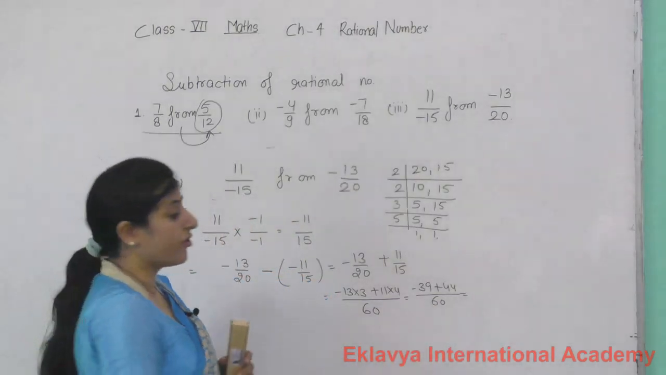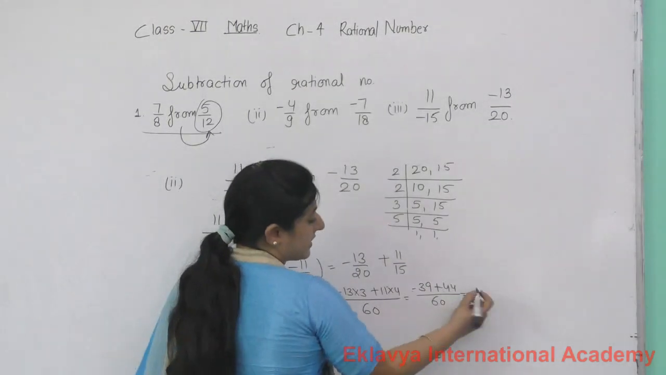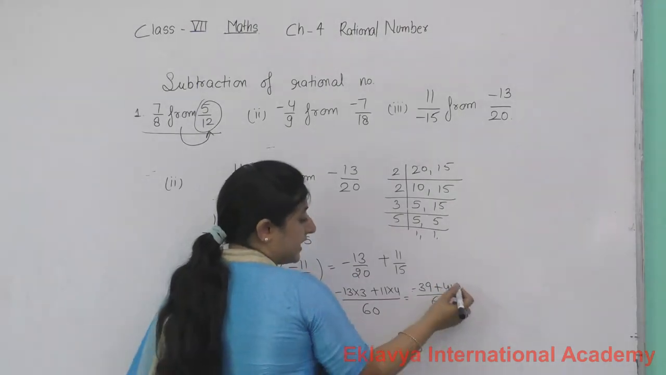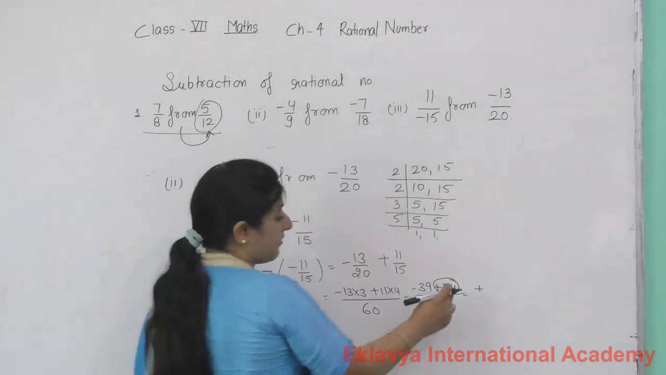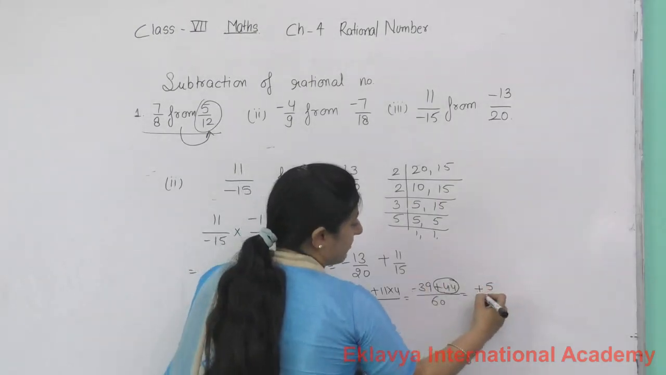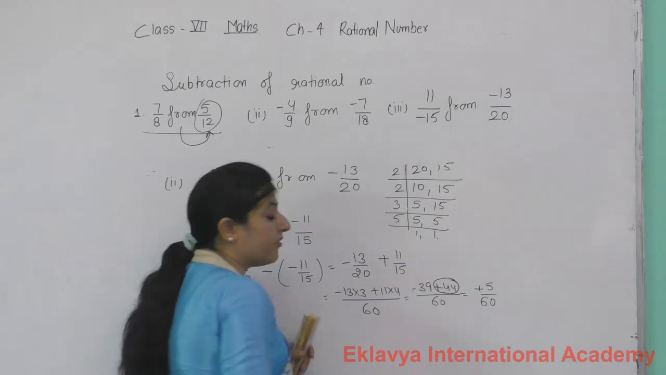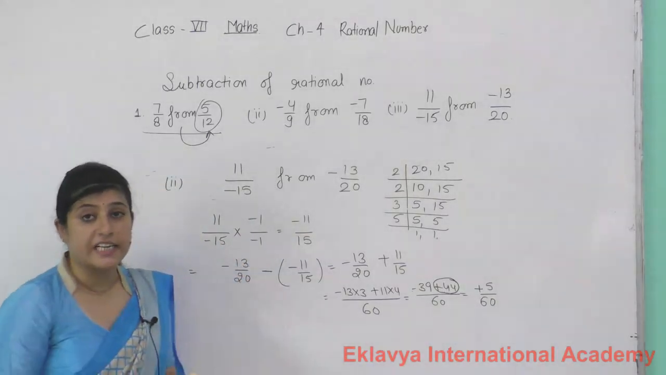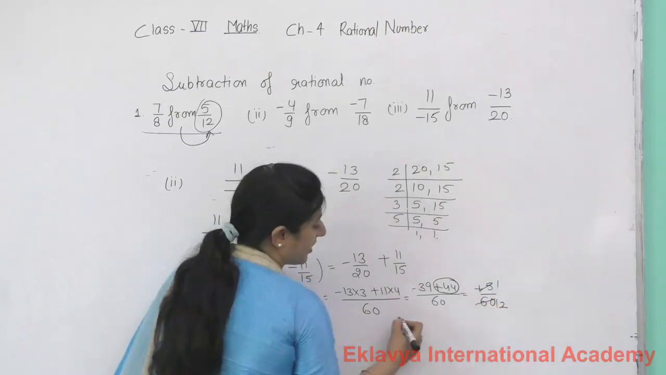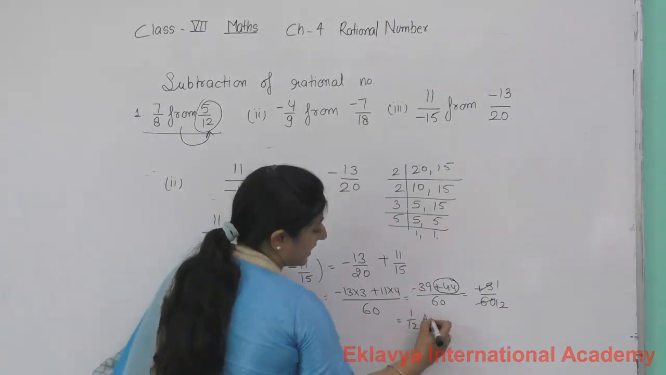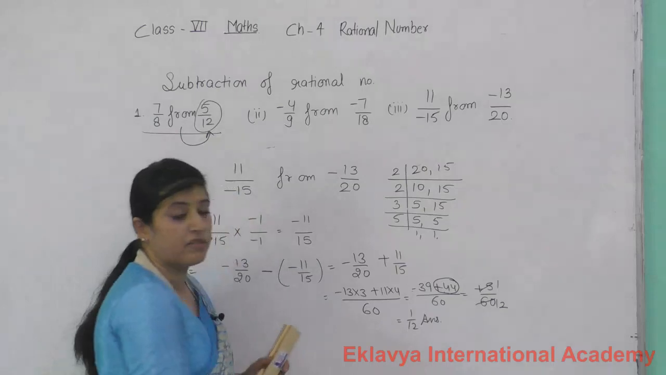39 or 44, plus minus minus, but see the positive number is greater, so plus. 44 minus 39 comes 5, 5 by 60. We can change it into the standard form. Now 5 ones are 5, 5 twelves are 60. Then your answer is 1 by 12.